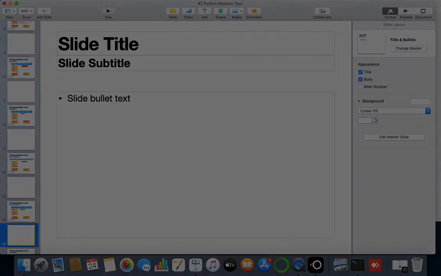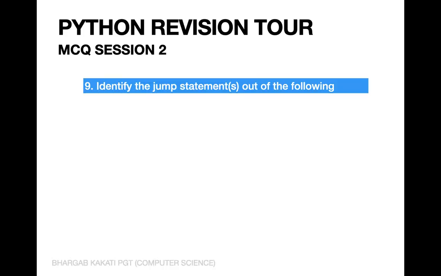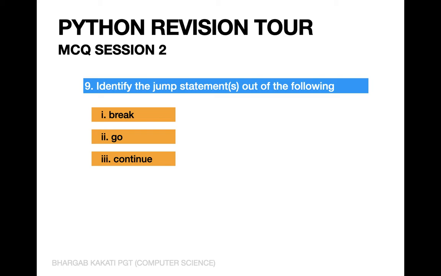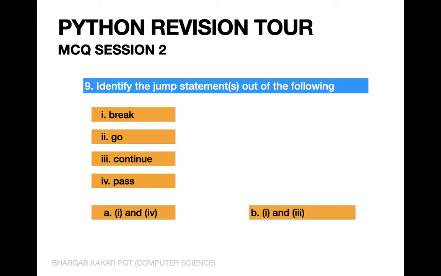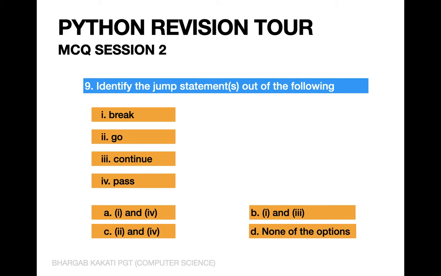Let's move on to the next question, which is identify the jump statements out of the following. In class 11, in the chapter on flow of control, you studied about jump statements. So you have to identify which of the following are jump statements. Option 1, break. Option 2, go. Option 3, continue. And option 4, pass. Option A is 1 and 4. Option B is 1 and 3. Option C, it's 2 and 4. And option D, none of the options.